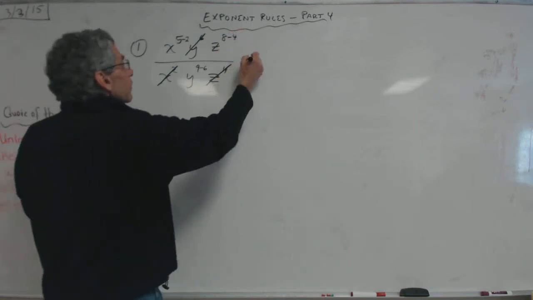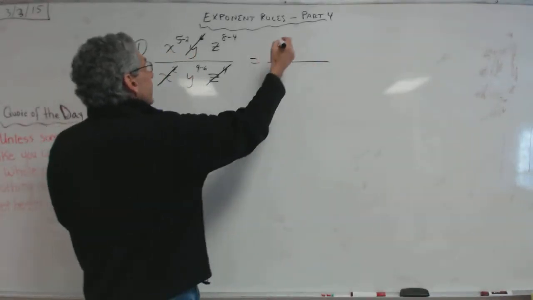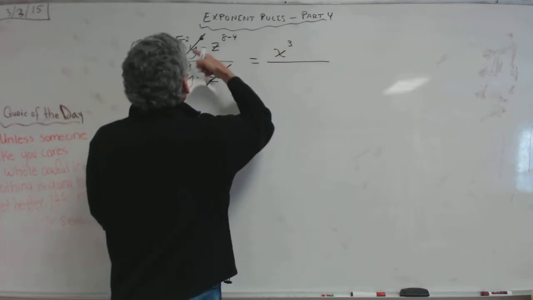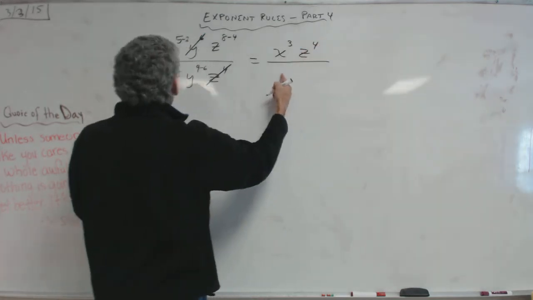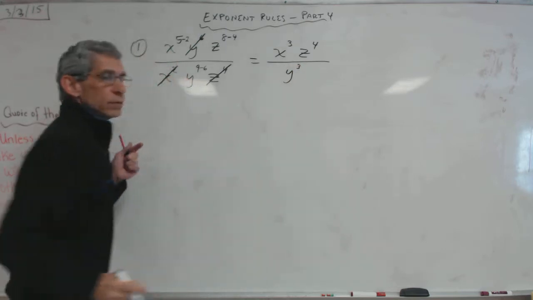So suddenly my final answer is, with upstairs and downstairs, x to the 3rd. I have no more y's up here. I've got z to the 4th. And downstairs, I have y to the 3rd.